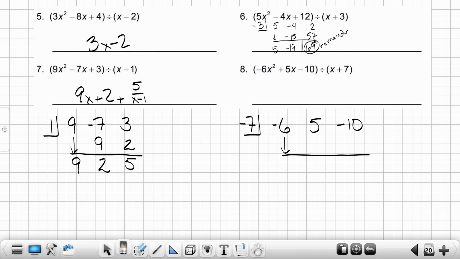All right. So Yvonne, you got -6, right? Of course. -6 times -7 is 42. 42 plus 5 is 47. Then you had to obnoxiously multiply -7 times 47, and you got -329. Add those, and you are correct. So it's -6x plus 47 plus -339 over x plus 7.